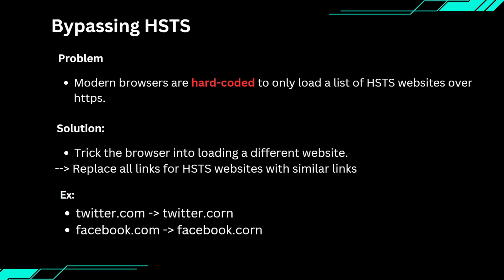So, how can we bypass this? The only practical solution is to trick the browser into thinking it's loading a different website. We do this by replacing HSTS links with similar looking but slightly different domains. For example, instead of facebook.com, we can replace it with facebook.com. I know this seems obvious when you hear it, but visually the letters R and N together look like M in the browser's URL bar. Another example is replacing twitter.com with twitter.com using just one T instead of two. This might sound confusing right now, but don't worry, I will show you exactly how this works in practice.